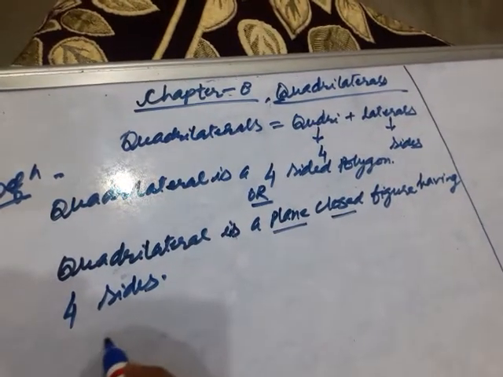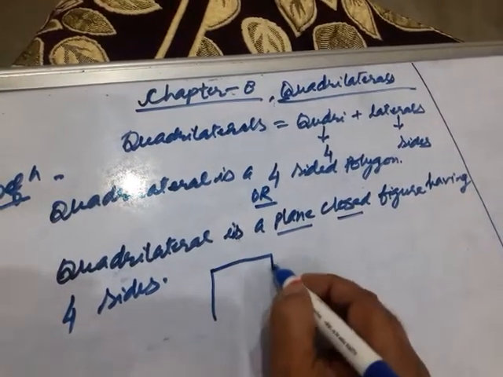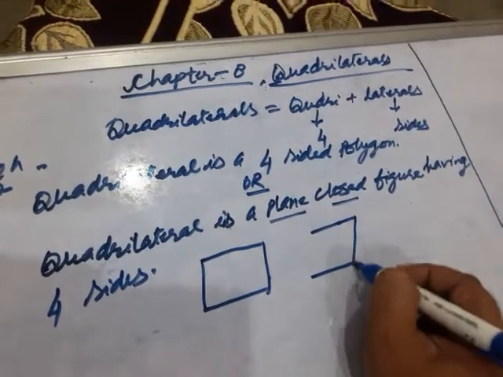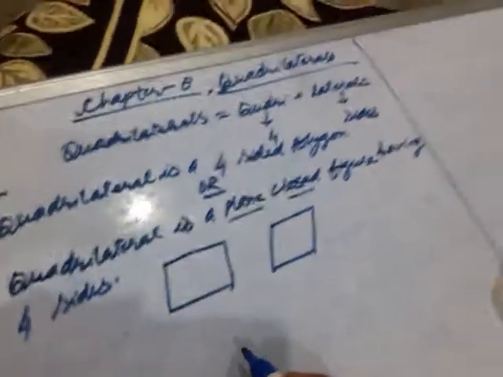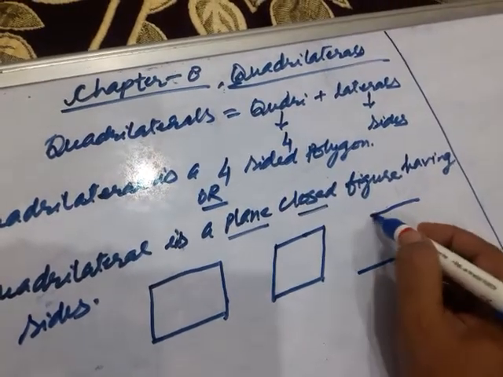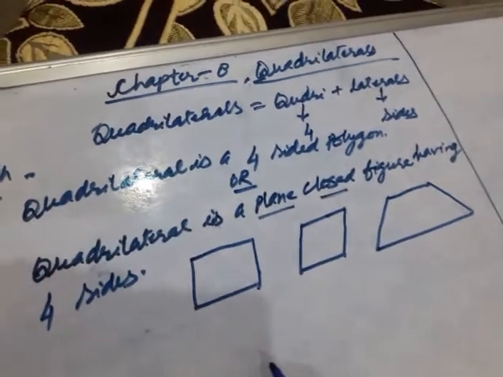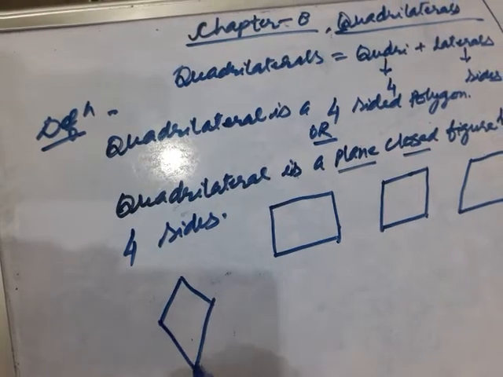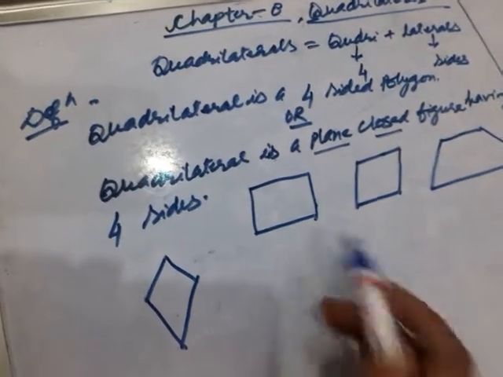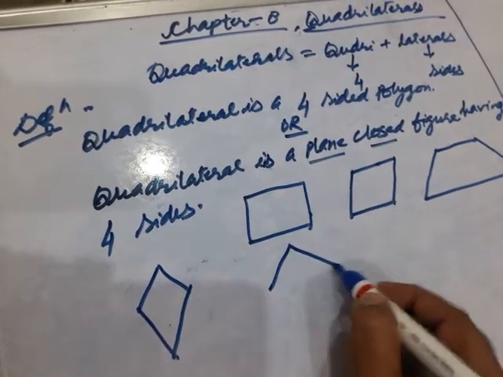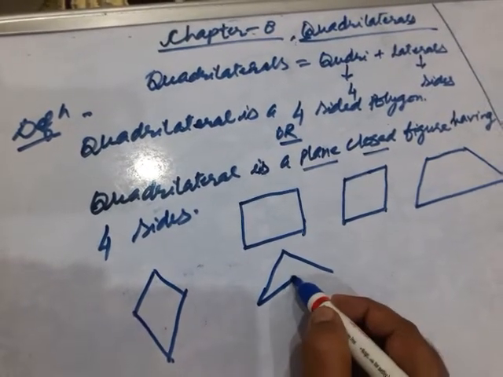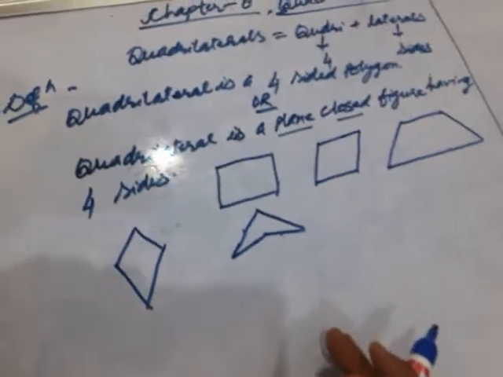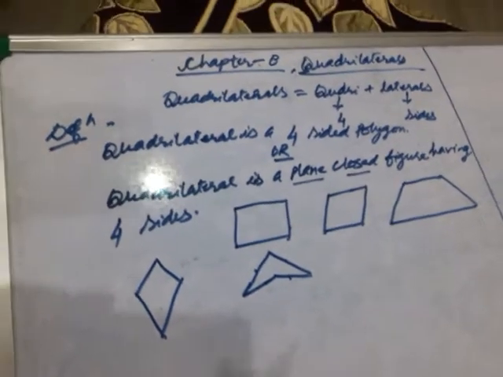Now, children, here and there in textbooks you must have seen different types of quadrilaterals. Some figures like this, like this, and this way also. This is also a quadrilateral, and this is also a quadrilateral. Such types of quadrilaterals you must have seen. Four sides are there, but the shapes are different. These are different types of quadrilaterals you must have come across.